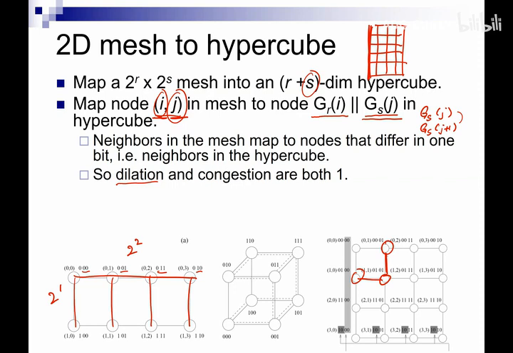If they're directly connected in the mesh in the x direction, they are going to be directly connected in the hypercube. So that's why the dilation is 1. And the congestion is also 1 because if you look at any edge in the hypercube, it's not hard to see that there's just one edge from the mesh which is going to map onto that edge of the hypercube. So therefore, the congestion is 1.